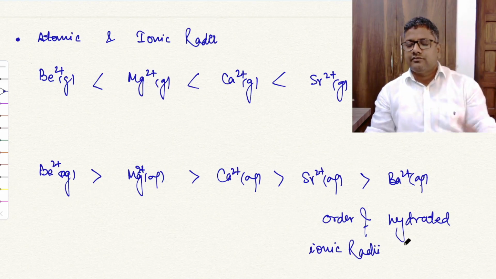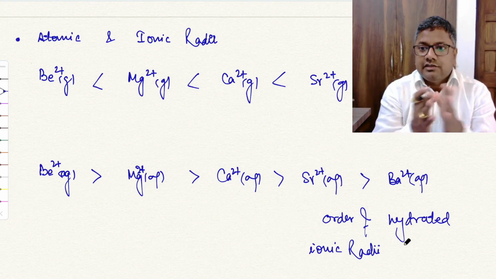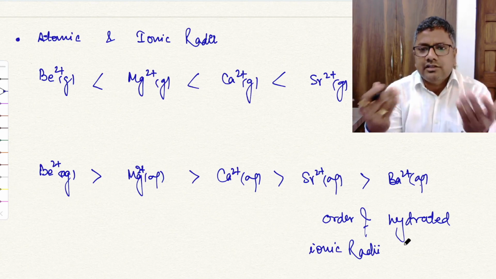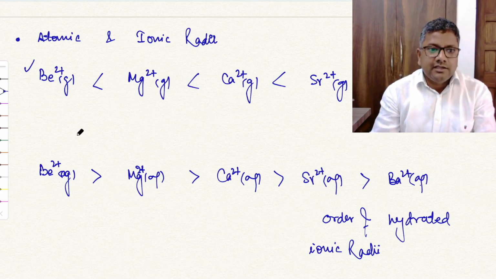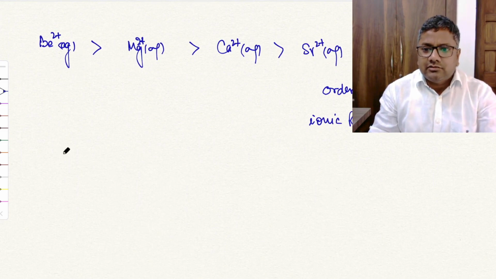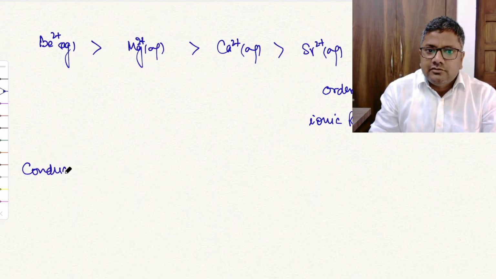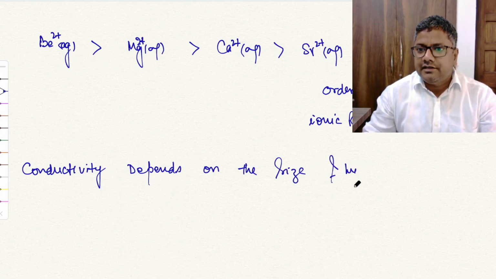When you are doing questions, you should be extra careful about which medium is asked, aqueous medium or gaseous state. If nothing is mentioned, then you have to take the gaseous state, for example if the question says arrange them in the order of their radii. Radii means the gaseous state. And one more property associated with this is electrical conductivity. Conductivity depends on the size of hydrated ionic radii.